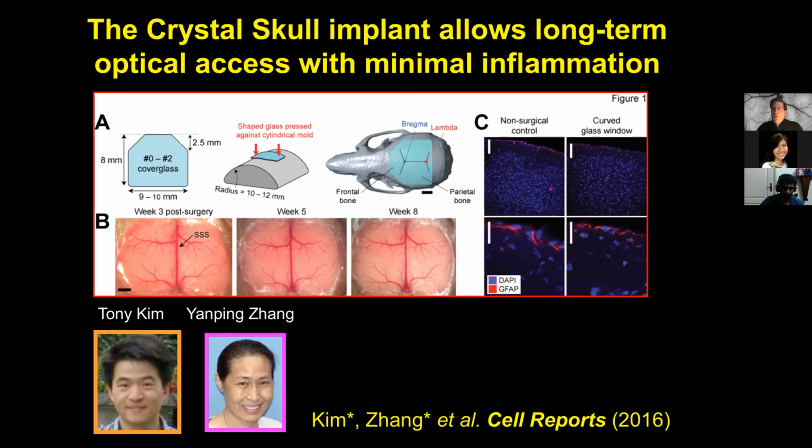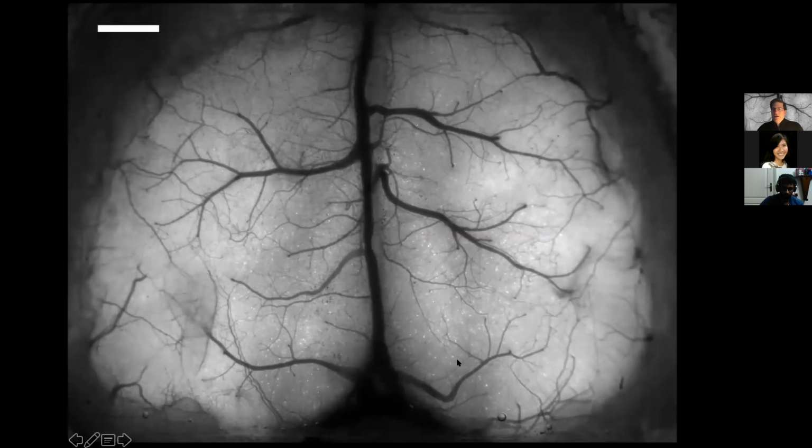And if this is done well, you see no indication, even with cellular resolution, of inflammatory processes. So here you can see we've been looking at astrocytic activation, comparing non-surgical control to tissue that had received the curved glass window, no indication of glial activation. So this can be done successfully. And I'm going to show you what this looks like. In fact, the data is the same as that behind me in the backdrop here in Zoom.